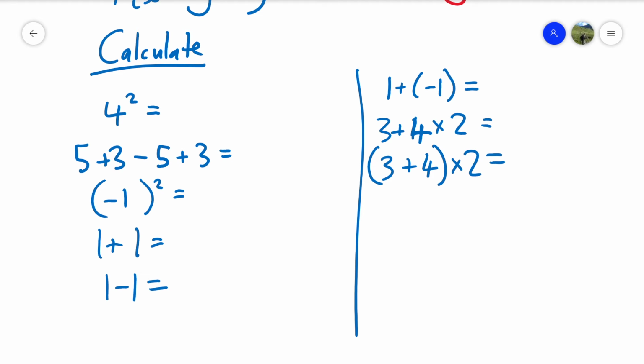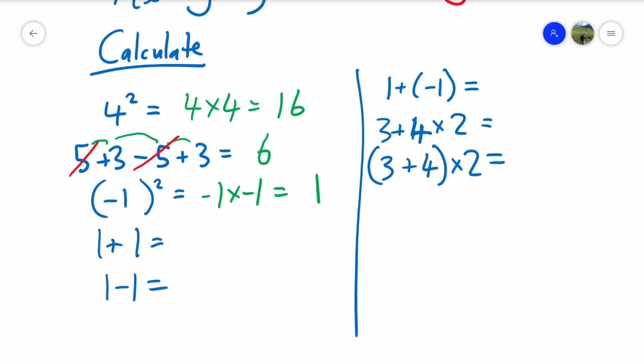Okay, so that's 4 times 4, which is 16. This one's interesting. They're plus and minuses, so we can just do them all at the same time. 5 plus 3 makes 8, minus 5 makes 3, plus 3 makes 6. Careful that you didn't do some cancelling that you weren't supposed to do. The cancelling you could have done there was the 5 and the 5. You couldn't cancel anything else. That's minus 1 times minus 1, which is 1. 1 plus 1 is 2, 1 minus 1 is 0.